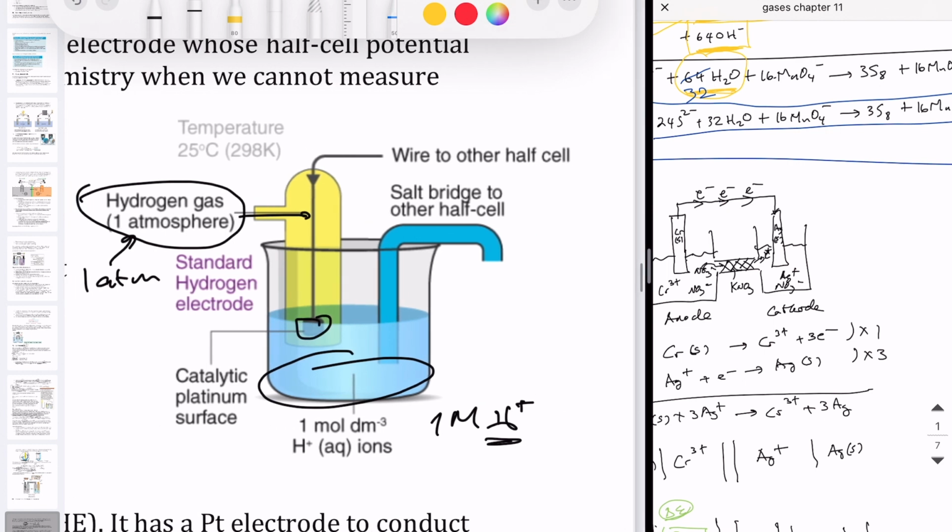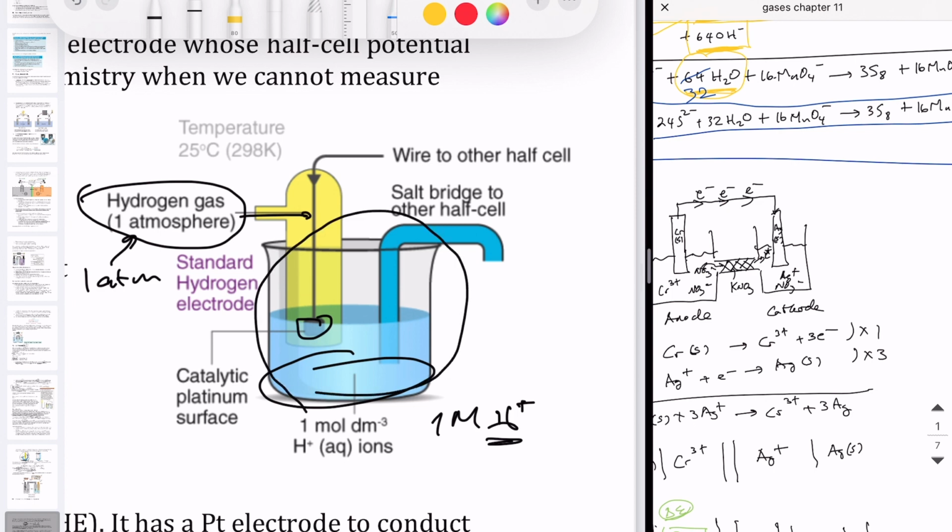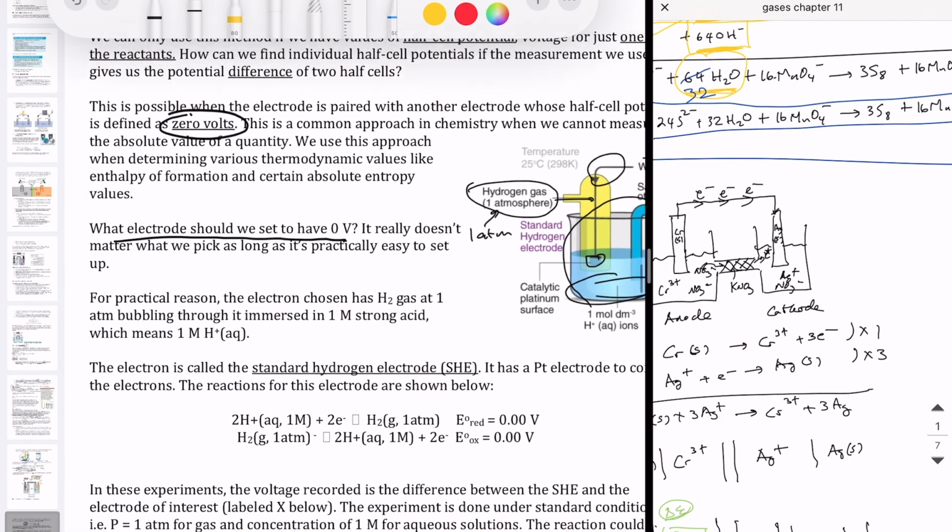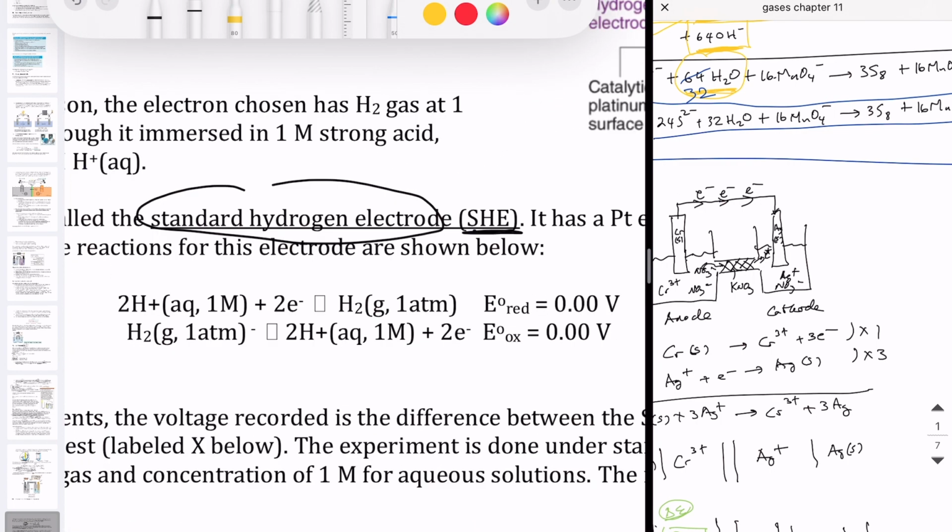And then this particular electrode is defined as having 0 volts for its own cell potential. So this is what we call a half cell potential because it's only 1/2 of a pair, right? You're going to connect this to some other electrode that you're interested in studying, and then whatever voltage you read, you would say that's the half cell potential of that other electrode that you're pairing with the standard hydrogen electrode. Shorten it as SHE in this case.